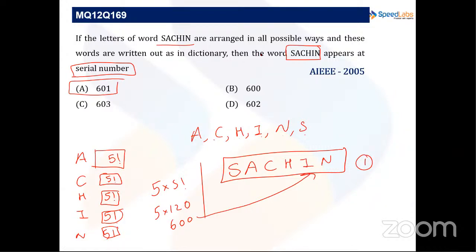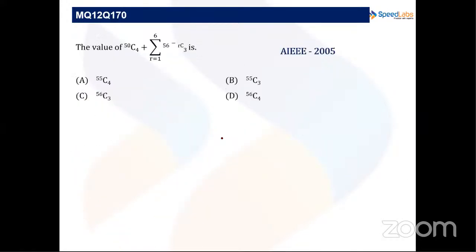Now, I am giving you 30 seconds for this question. Do it. This is the summation r equals 1 to 3 of (56-r)C3, and this is plus 50C4. It is a very simple question. You just have to use one property we have already covered.